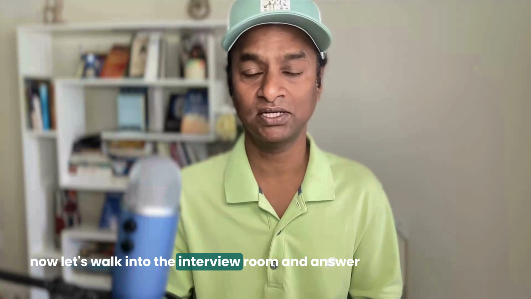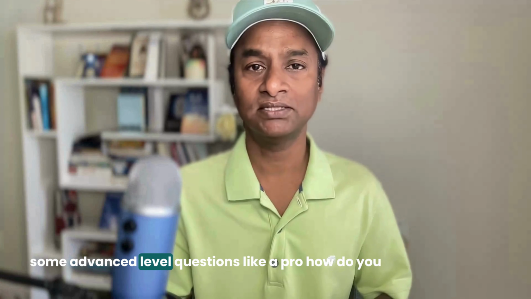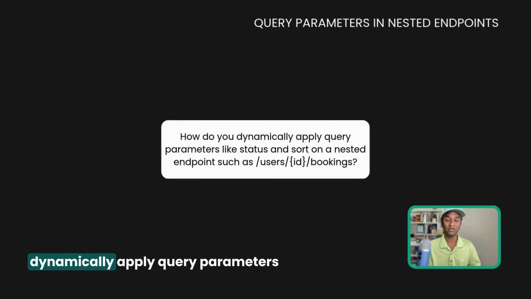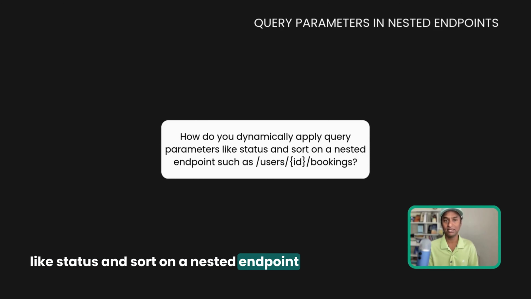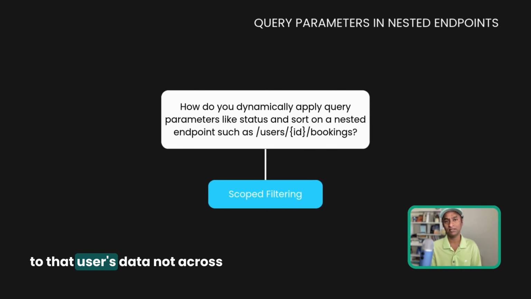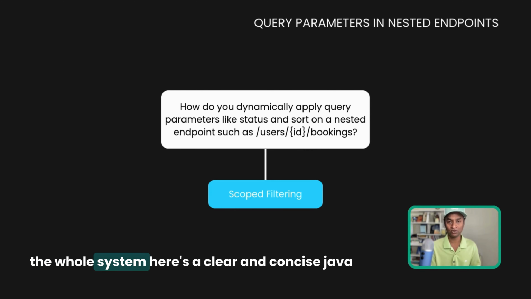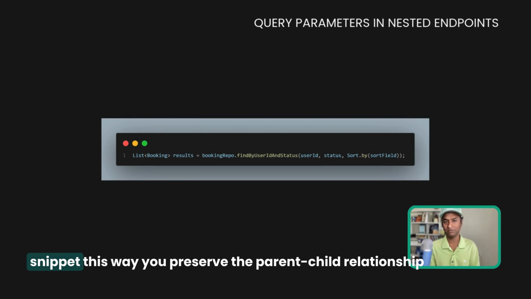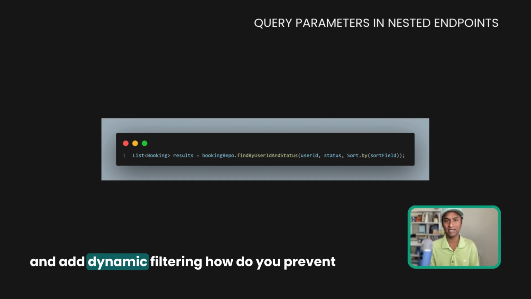Now let's walk into the interview room and answer some advanced level questions like a pro. How do you dynamically apply query parameters like status and sort on a nested endpoint, such as /users/ID/bookings? You need to ensure that filters are applied only to that user's data, not across the whole system. Here's a clear and concise Java snippet. This way, you preserve the parent-child relationship and add dynamic filtering.